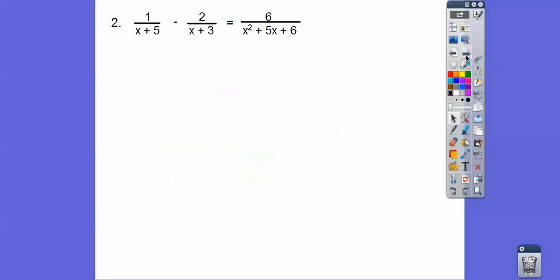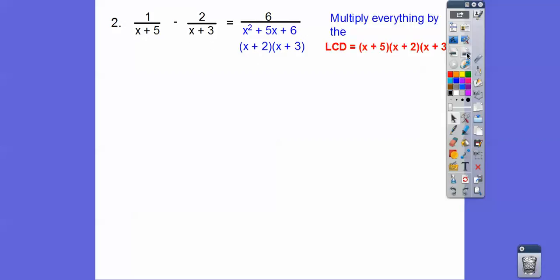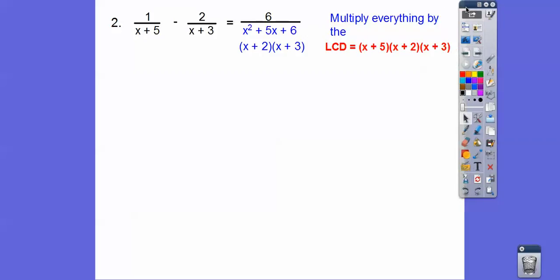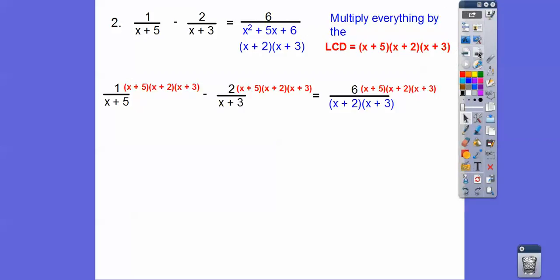Okay, let's try another one here, you guys. Here, we've got to factor this denominator: x squared plus 5x plus 6. Factors of 6 that add to 5 are 2 and 3. So this factors to x plus 2, x plus 3. So the common denominator is x plus 5, x plus 3, x plus 2. Three pieces, so we're going to multiply everything by all those 3 pieces.